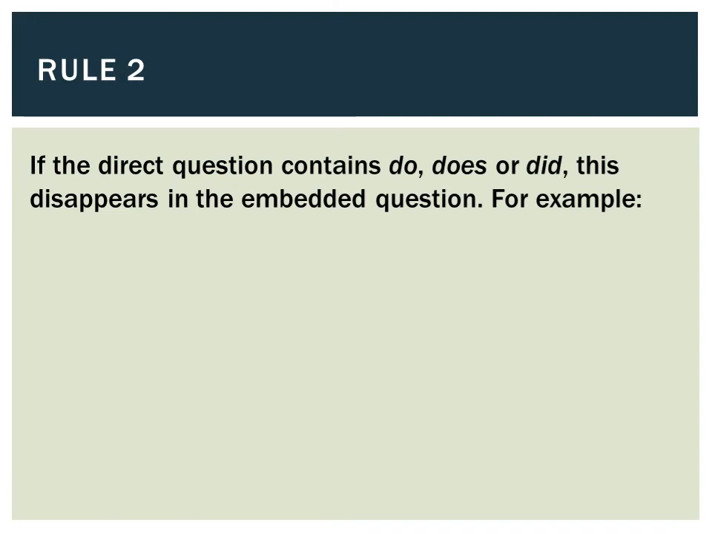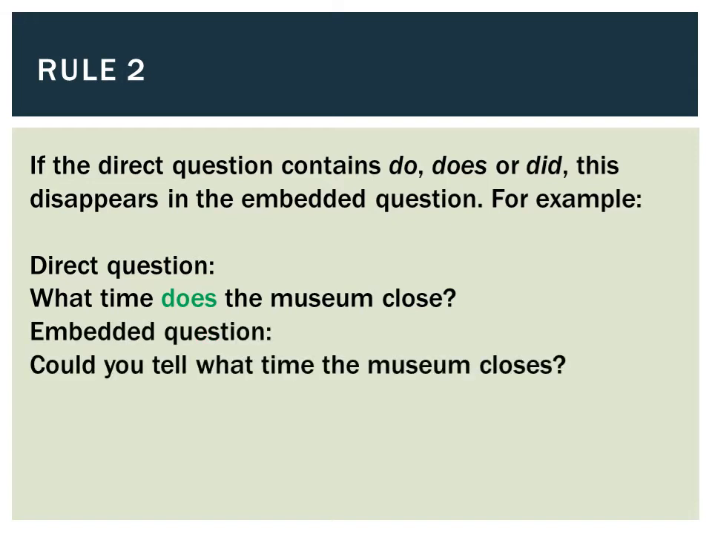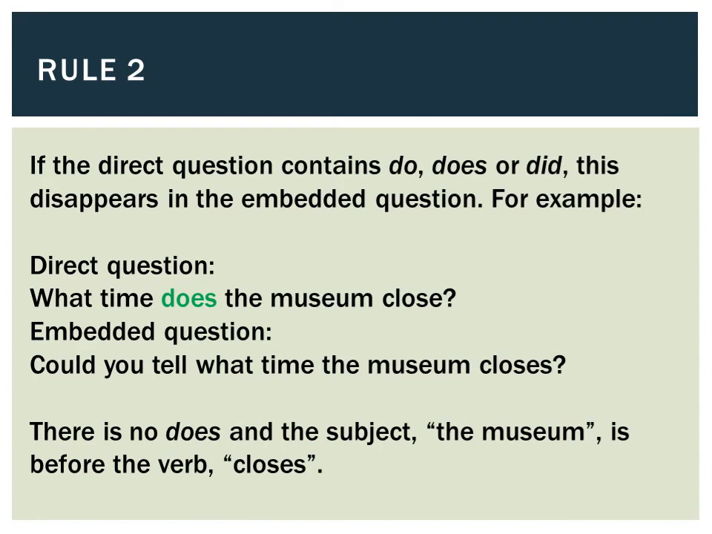Rule number 2. If the direct question contains do, does or did, this disappears in the embedded question. For example, what time does the museum close? The direct question contains an auxiliary verb, does. The embedded question is, could you tell me what time the museum closes? There is no does, and the subject, the museum, is before the verb, closes.